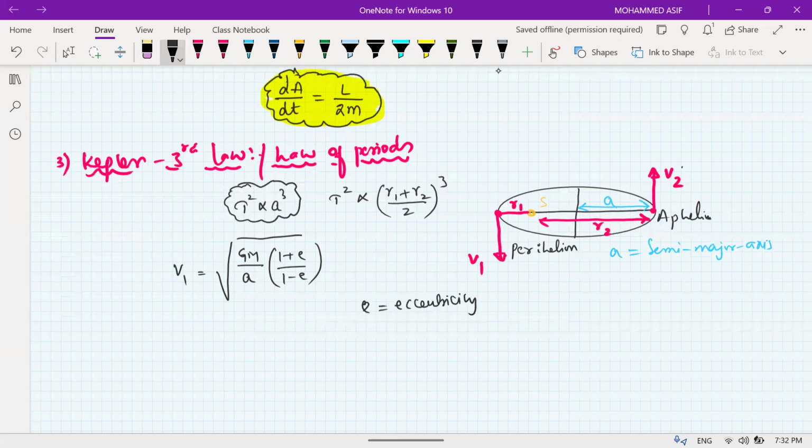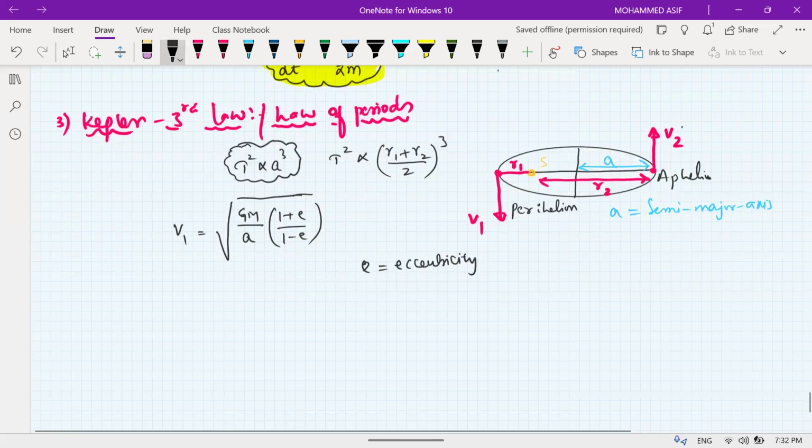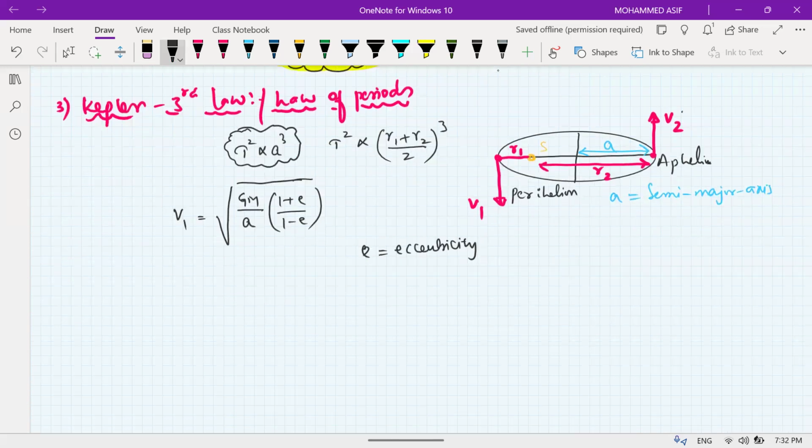Eccentricity. That value will be given, but for MPC students, we know the proof of this one. So don't bother about all the proofs and formulas of that one. That is of no use for the medical students. In the same way, V2 can be calculated with the formula under root of GM divided by A into (1 minus E) divided by (1 plus E). That's the only thing you need to remember. One is above plus, one is below minus.